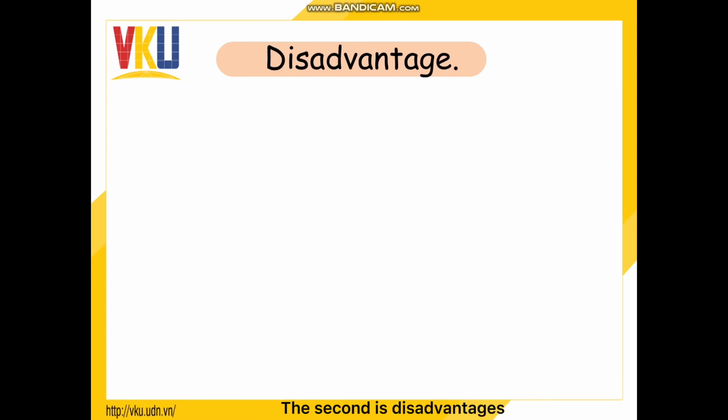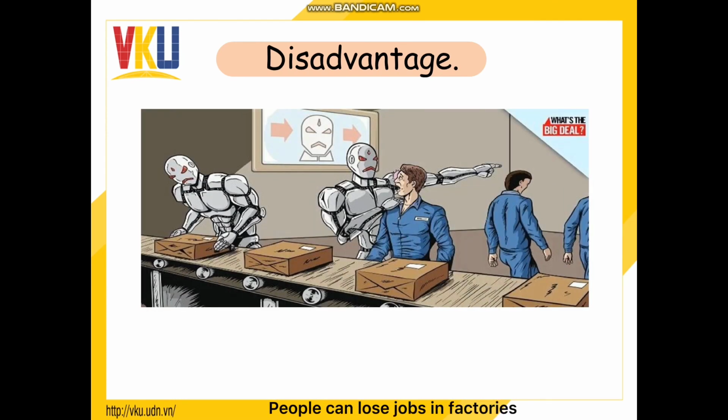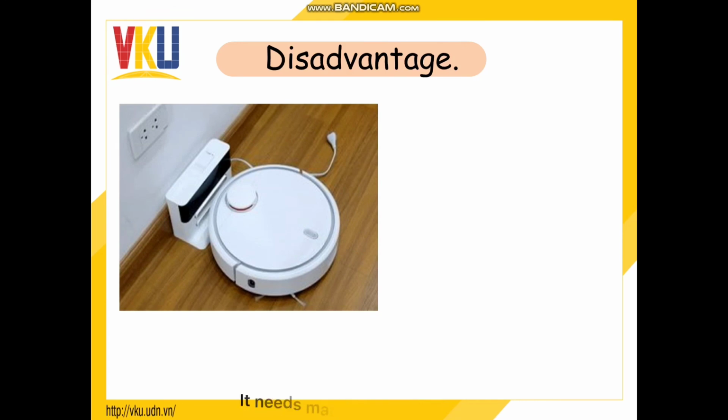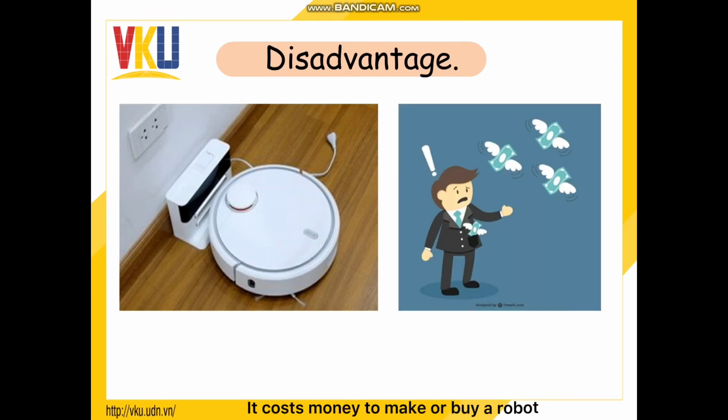The second is disadvantage. People can lose jobs in factories. It needs a supply of power. It needs maintenance to keep it running. It costs money to make or buy a robot.